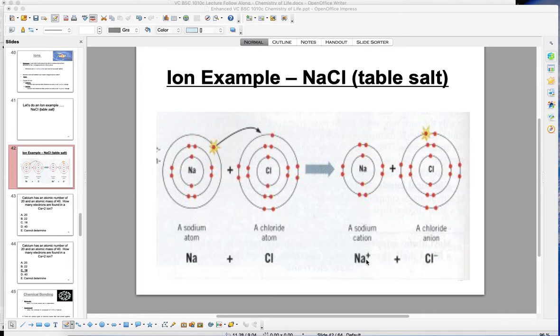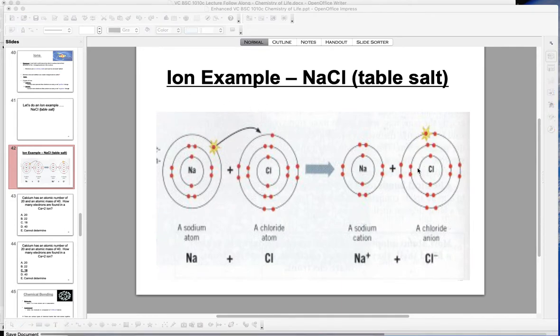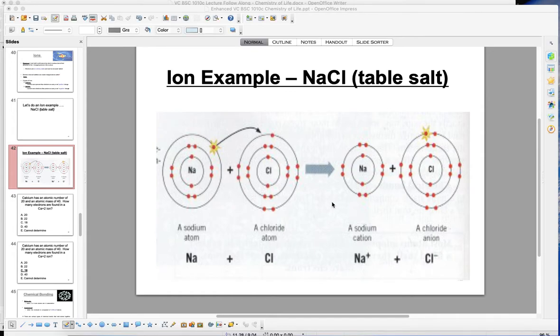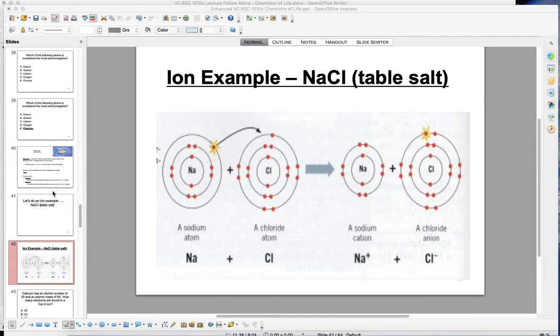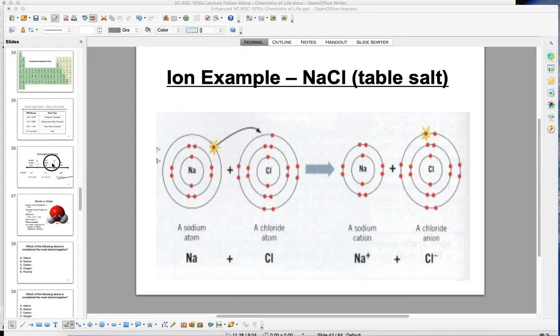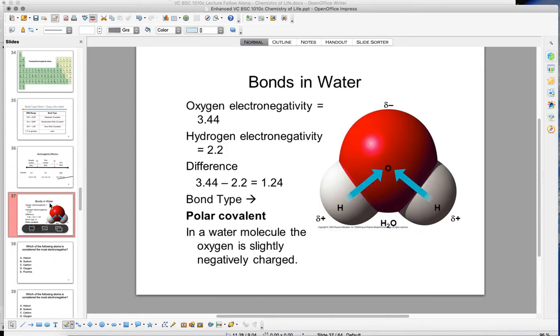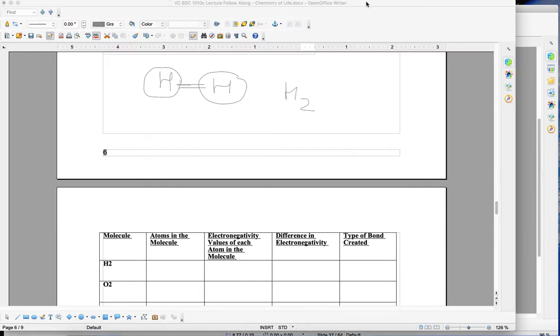And when they come together, that plus and minus attract, and this is what we get. Na plus together with Cl minus. This is an ionic bond because we're forming the 2 ions and they're coming together, the attraction of the ions. Okay, so with that in mind, let's go ahead and do some examples here, showing you the bond types and what kind of atoms are involved in that.